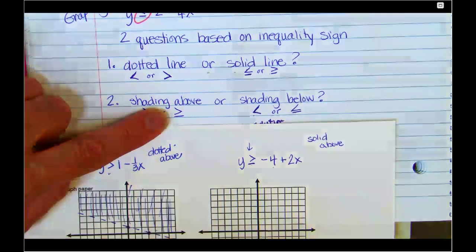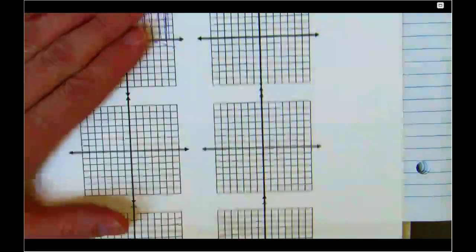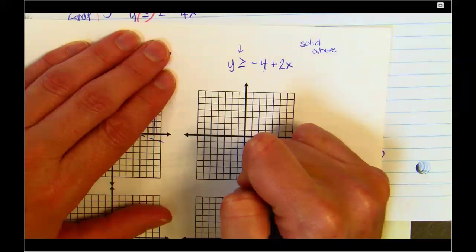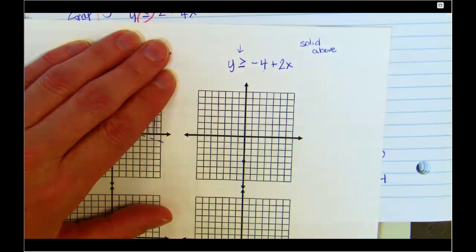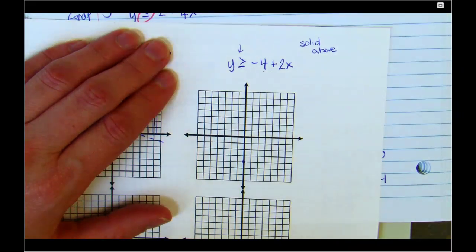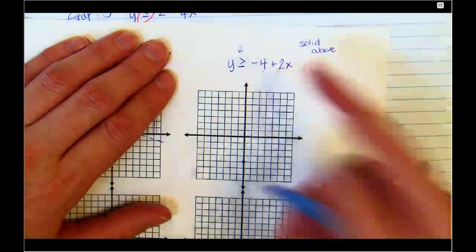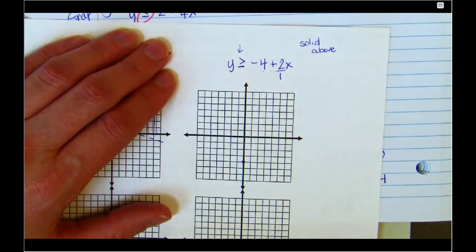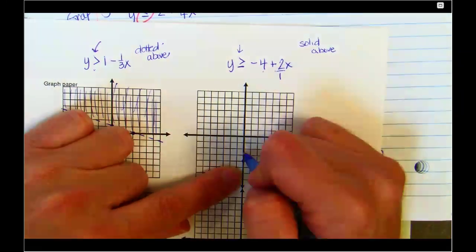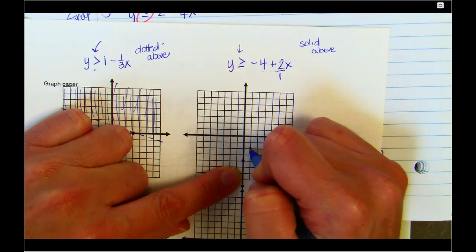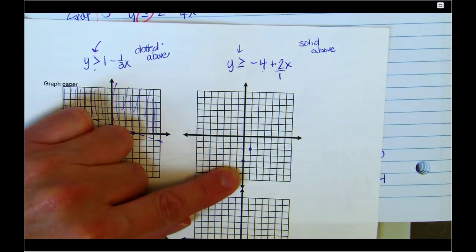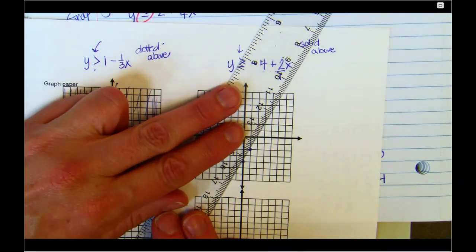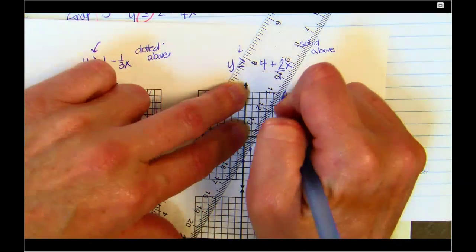Now ignore these notes and graph like a normal. Okay, his y-intercept is negative 4. What does his slope tell us to do? Remember, he's missing his fraction, so put a 1 underneath. So slope tells us to go up 1, right 2. Now, solid line. No dotted line this time. Solid line.